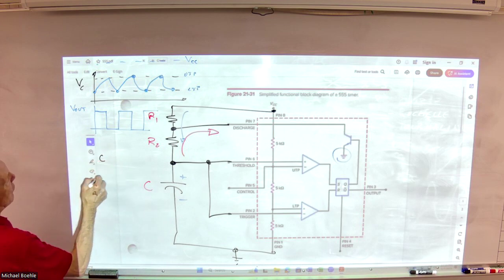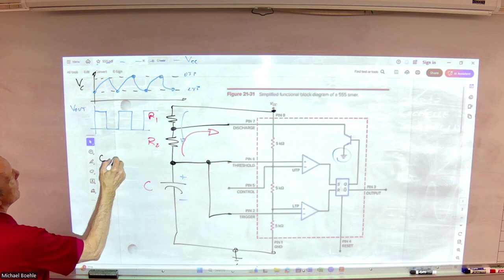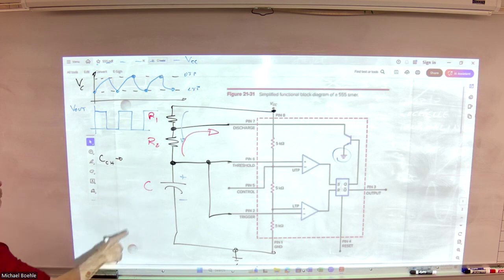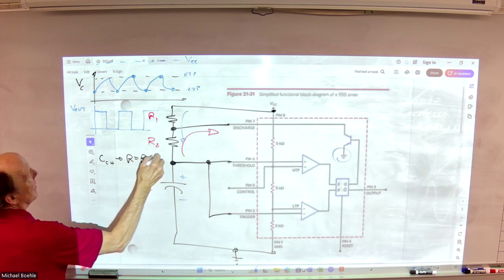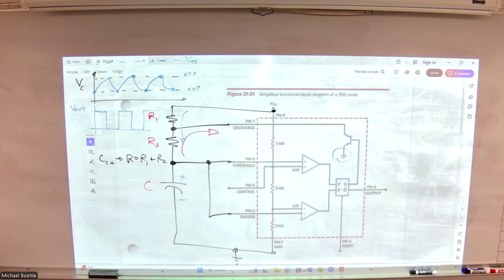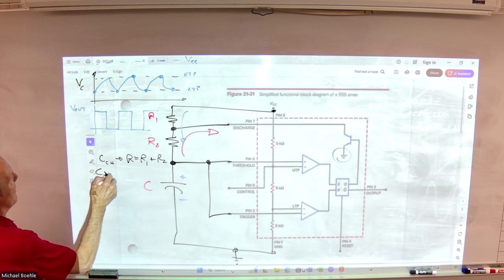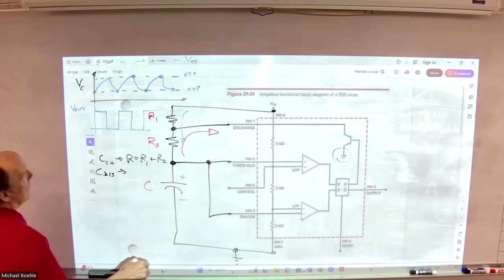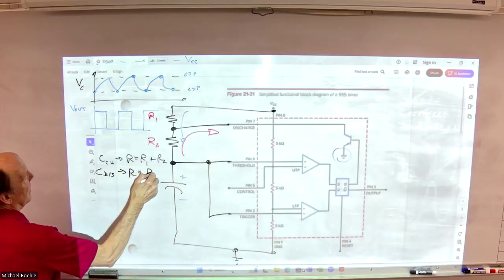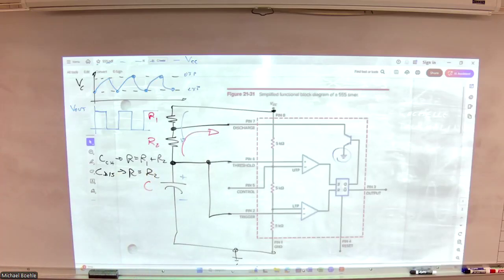So when the capacitor is charging, we are charging through R1 and R2. When I am discharging, it is through R2. Now, this is important for my calculation.